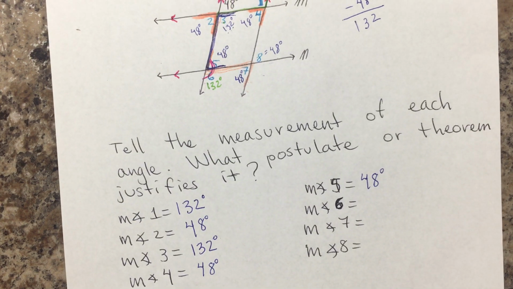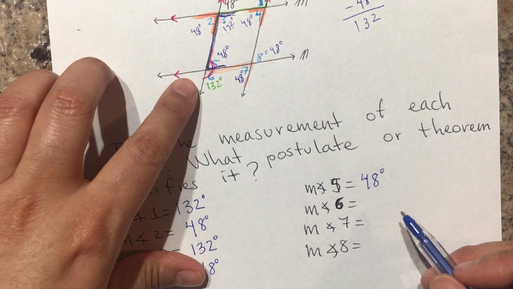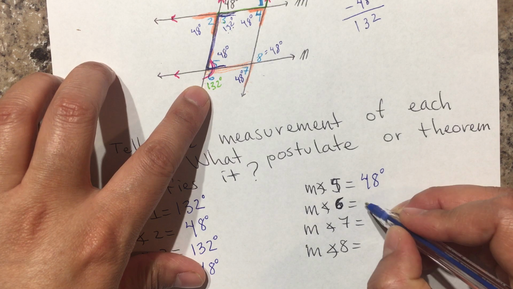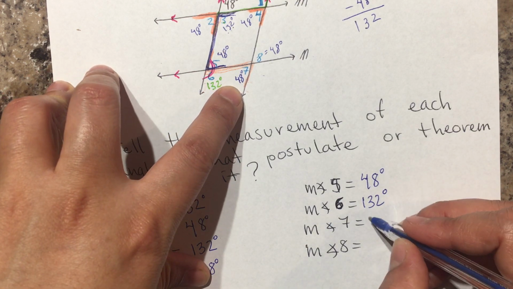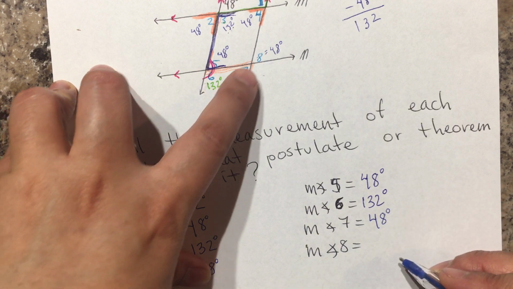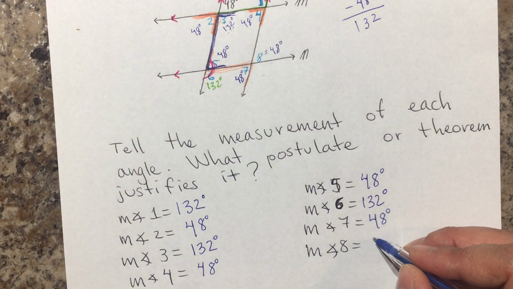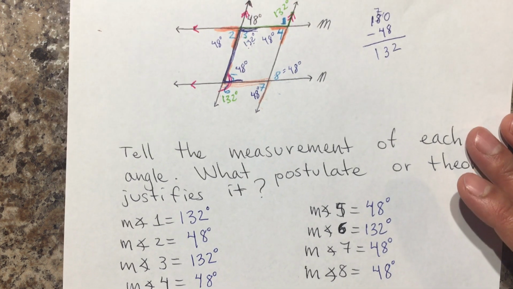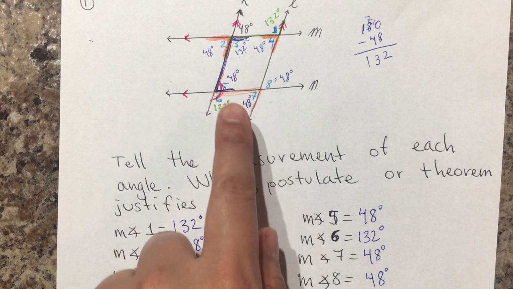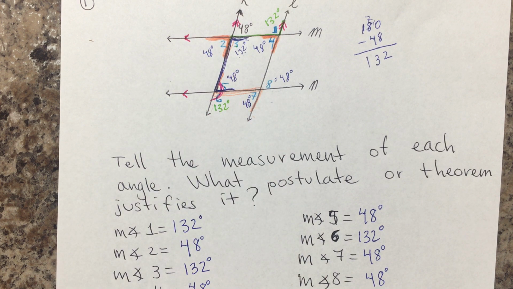Okay, so those are the angles. Let me write them in here because I was writing on the diagram. For 6 is 132. For 7 is 48 degrees. And for 8 is also 48 degrees. So again, in here you can find it in different ways. Whichever one is easier for you, that's fine.